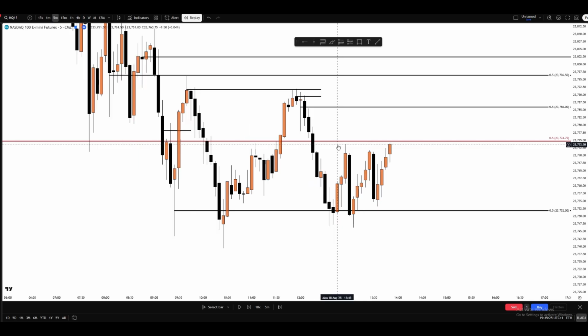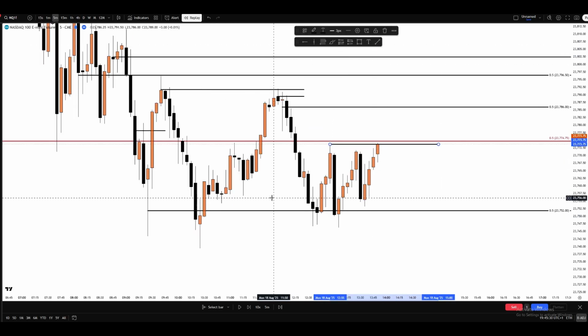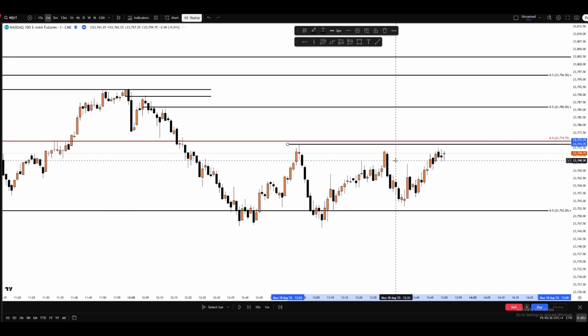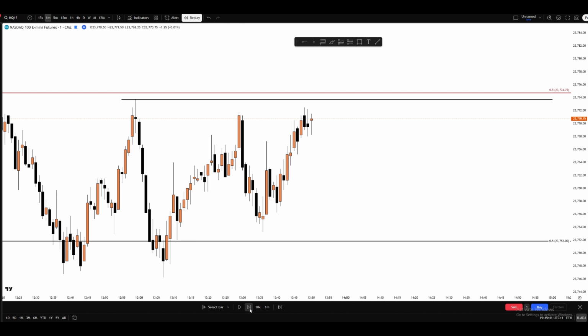Okay, breaking this, we should still go higher. We closed, this is the order block. We can still go higher before we go lower. So we can start looking for some reasons to go higher. Closed, okay.